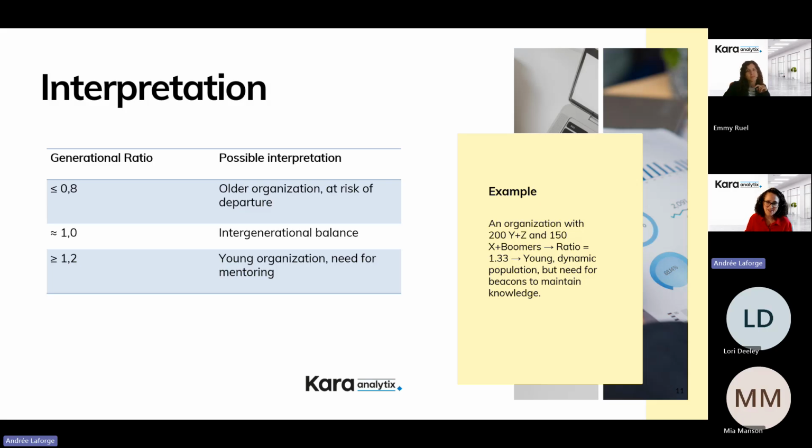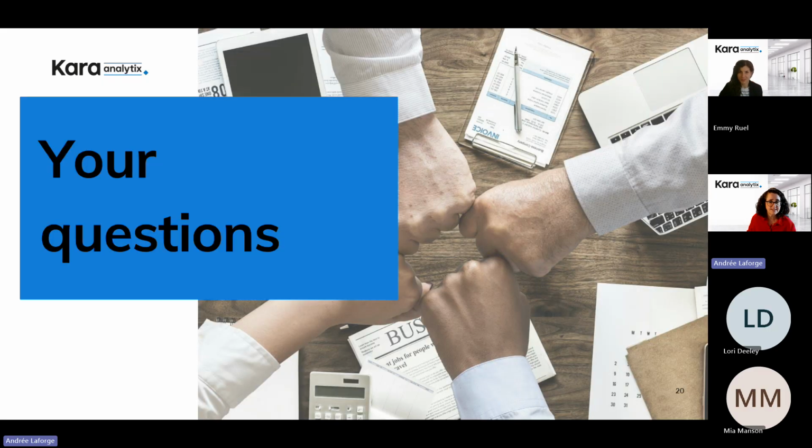This may bring more energy and innovation, but it would also require strong mentoring, training, and leadership development to support your long-term growth. For example, let's say your organization has 200 employees from Gen Y and Z, and 150 employees from Gen X and baby boomers. This gives you a generational ratio of 1.33. This means you have a young and dynamic workforce, which is great for innovation and fresh ideas, but it also means it's important to have experienced mentors or knowledge beacons in place. So that's how you can interpret this KPI. And I think that was my last slide.